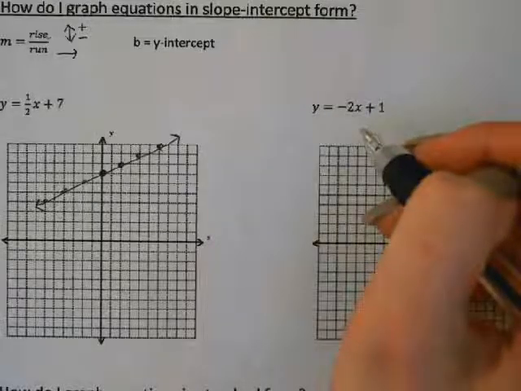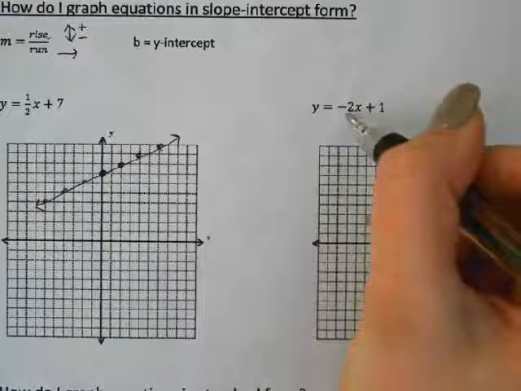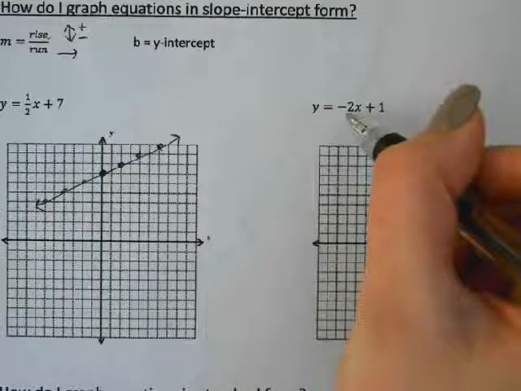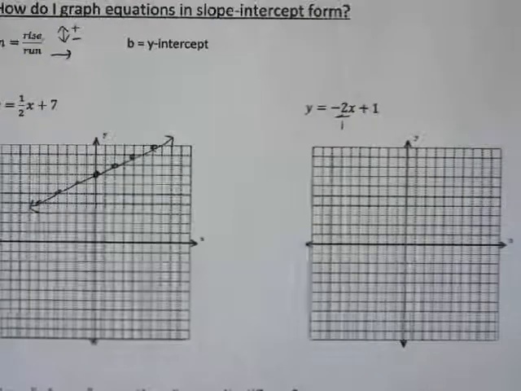On this one, we have a slope that is not written as a fraction. So how could I take the whole number -2 and write it as a fraction? Put it over 1, yeah. So on this one, where should we start? 1.